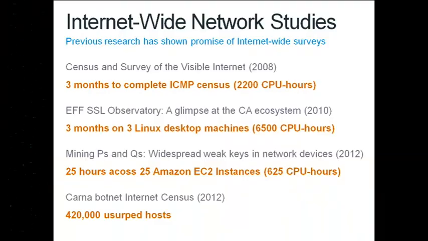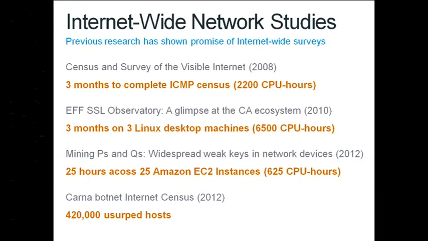Since then, we've had studies like the SSL Observatory, like one I was involved in 2 years ago that I'll tell you a little bit about, where we were able to compromise a substantial fraction of the private keys used for internet cryptography using internet-wide scanning techniques. And then the Carna botnet just last year. All exciting work, but what unifies these is they take so much effort to do. So we're talking about thousands of CPU hours, months of waiting.